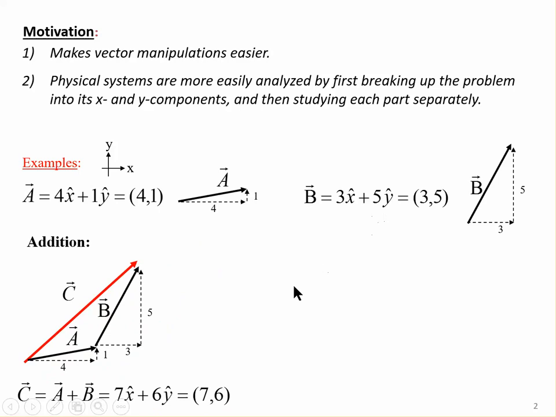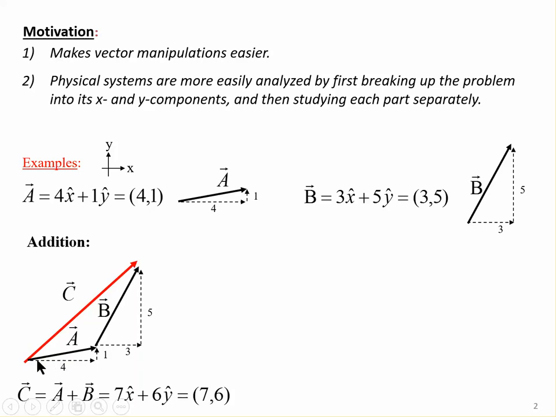Well, previously we've seen how to do that. You take vector A and you place it head to tail against vector B, and then you draw a line from this end all the way up to that end. And so this red arrow here, which I've labeled vector C, that is the sum of vectors A plus B. But now let's think about how we would express vector C in terms of its components.